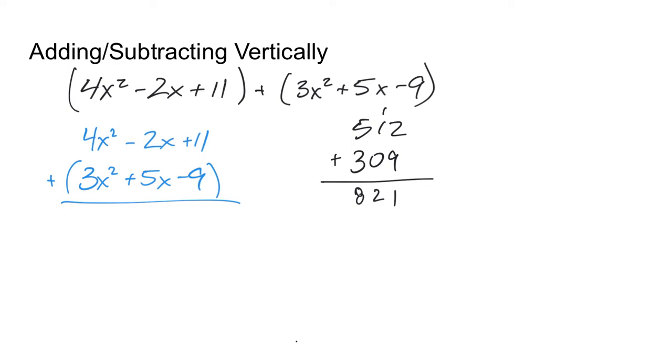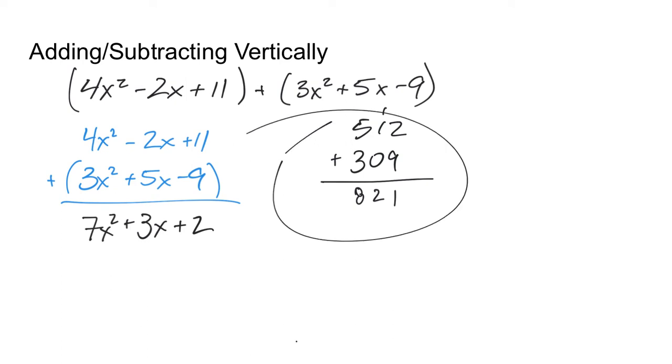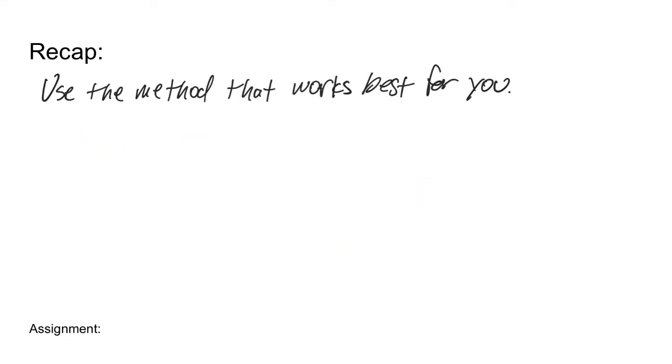And so let's just do the arithmetic here. I have 11 plus negative 9 is 2. Negative 2x plus positive 5x is 3x. And finally, I have 4x squared plus positive 3x squared is 7x squared. I went right to left, which is what I normally do when I do regular numbers. You can go left to right. It just depends. So there's not much going on here. We're just combining like terms, which is kind of review for a lot of you. Use the method that works best for you.